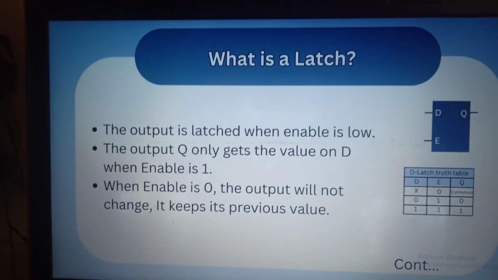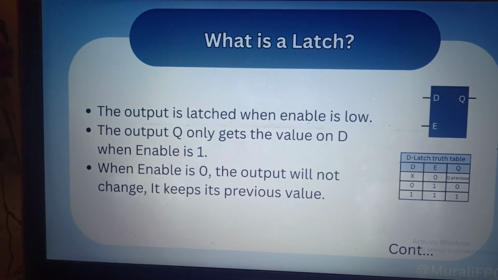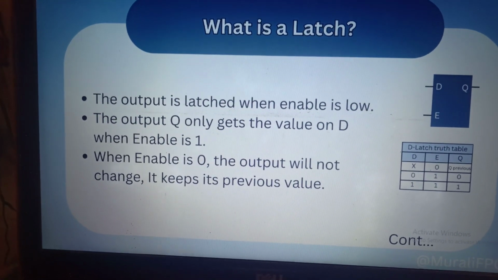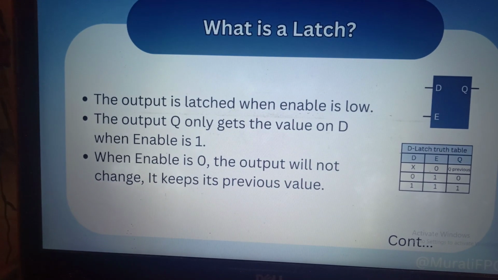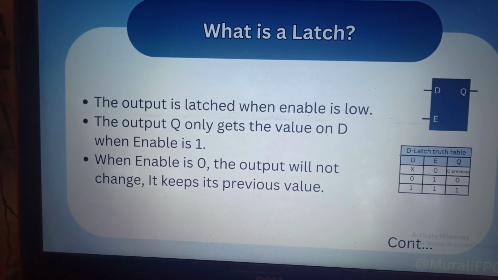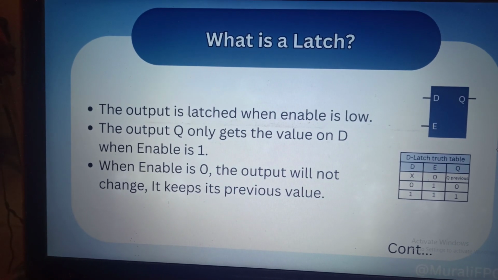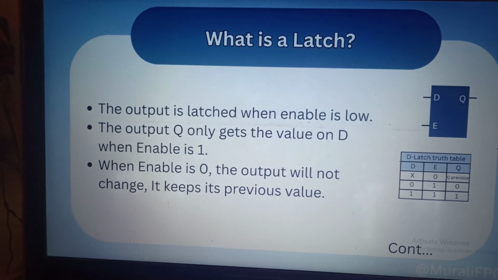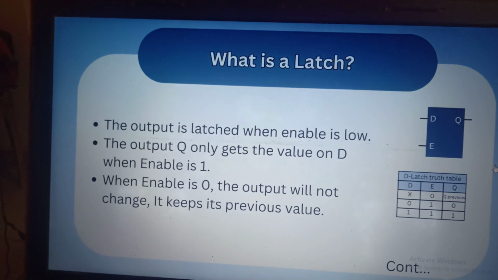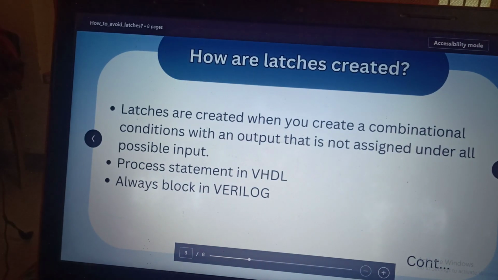Like in a truth table, if the enable is 0 and we don't care about D, then Q is Q previous, the output is the previous value. If enable is 1 and D is 0, then output Q is 0. It means that if enable is 1, then the output Q will be D itself. And if enable is 1 and D is 1, it also provides the Q output as 1. It will keep the previous value if enable is 0, otherwise it will pass D as it is.